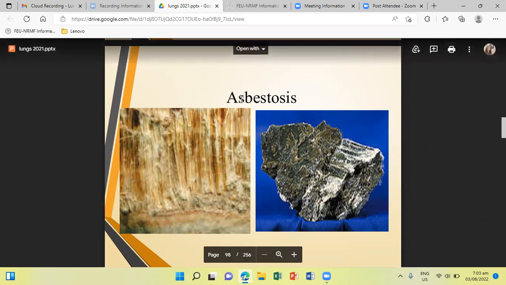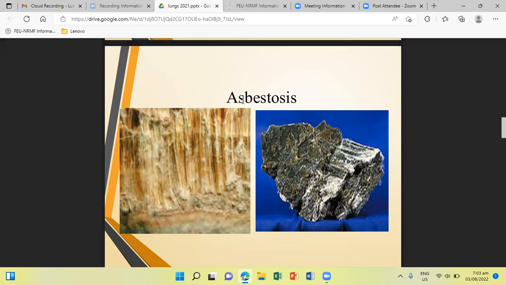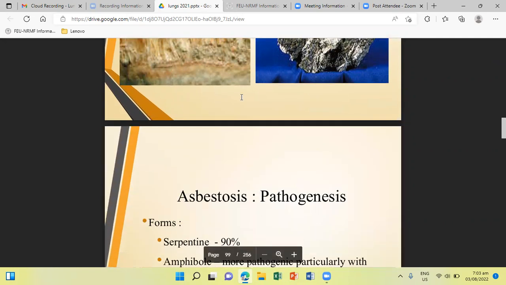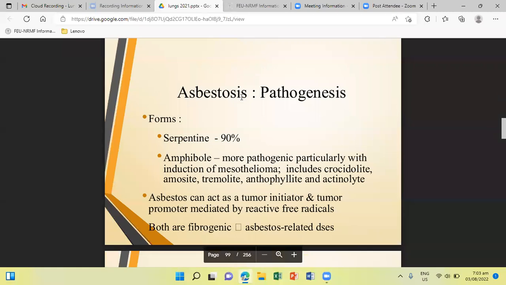Asbestos takes two forms. The letter S is what I would recommend for you to remember: 90% of cases of asbestos is what we call serpentine. And the A should remind you that the other type is what we call amphibole. So there are two types, amphibole and serpentine. Between the two, amphibole is regarded as more pathogenic, particularly with respect to induction of mesothelioma.